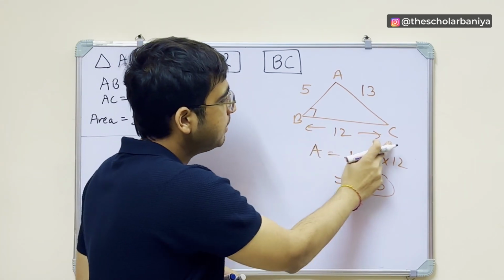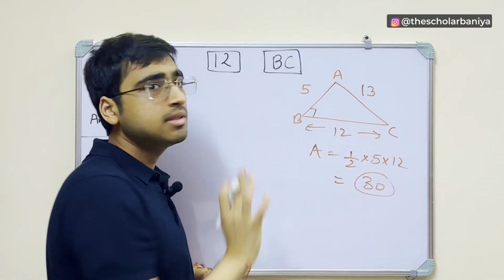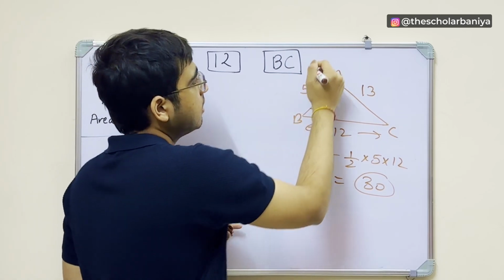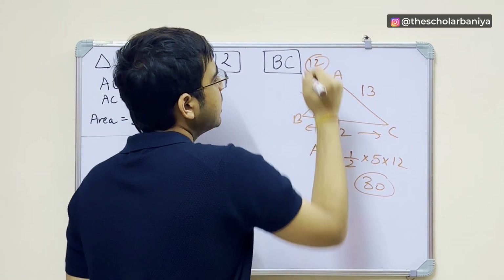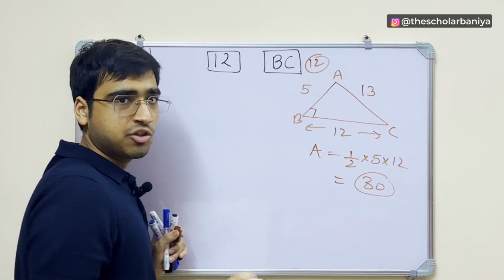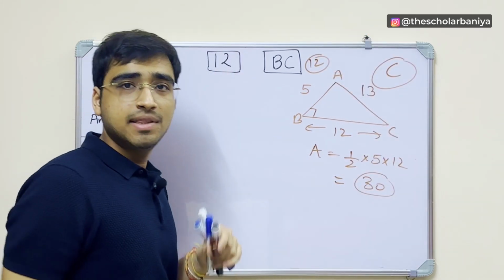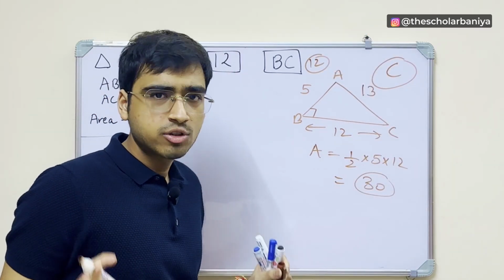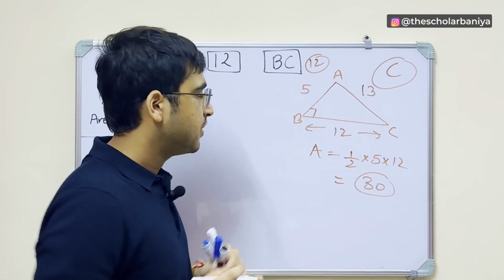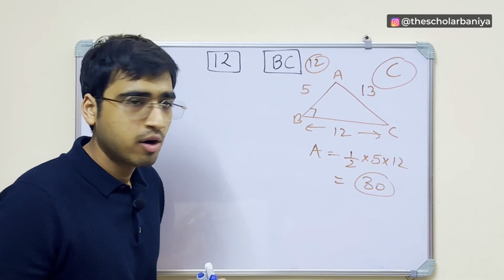So what is the side BC? The side BC becomes how much? 12, right? The side BC becomes 12. So any person answering the question probably would answer C. But this is where most of the people go wrong, right? So this is only half the part of the question.